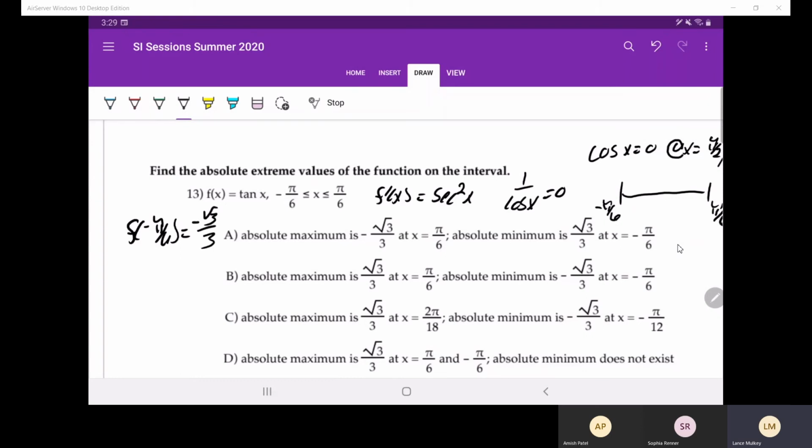And this will be just making y'all use trig more. Sorry if that sound really hurt y'all's ears. So minimum negative root 3 over 3 at negative pi over 6, and a maximum.